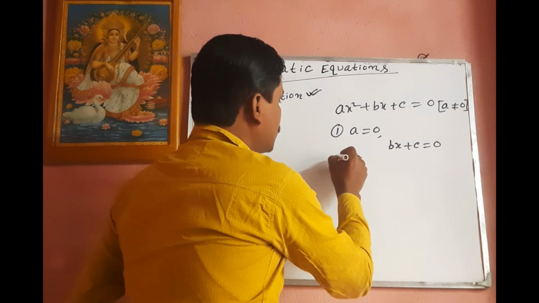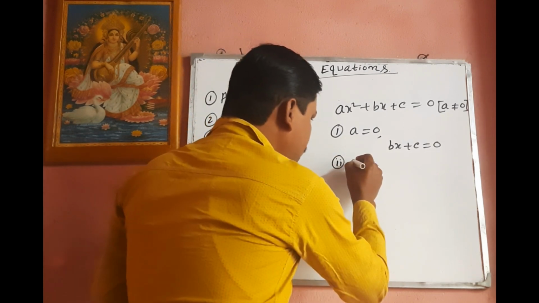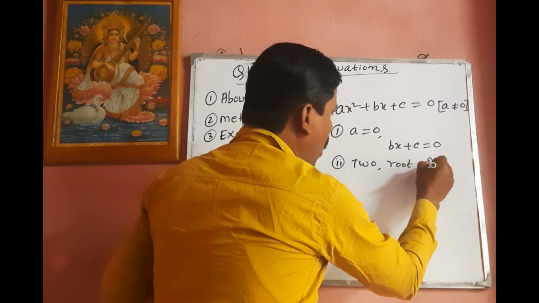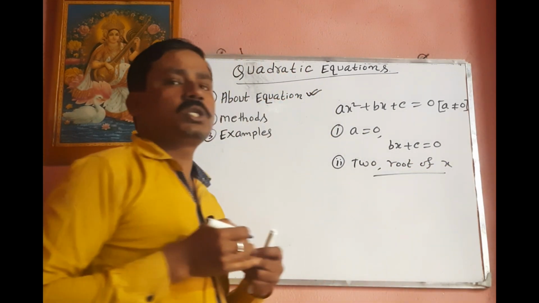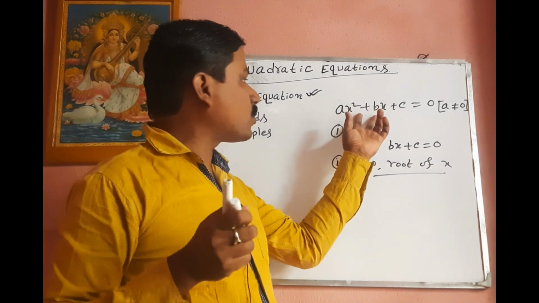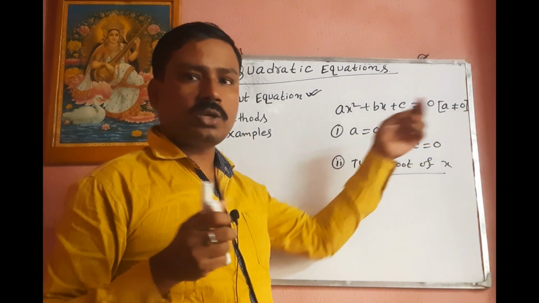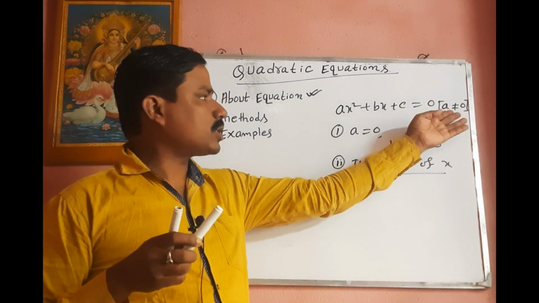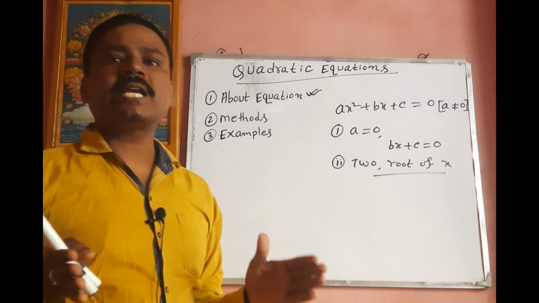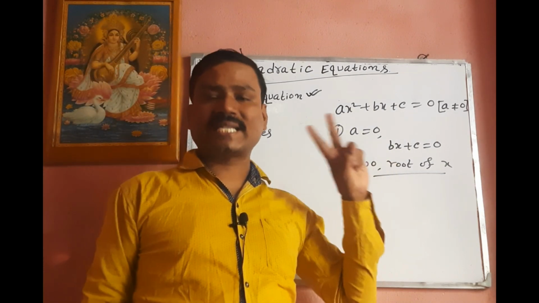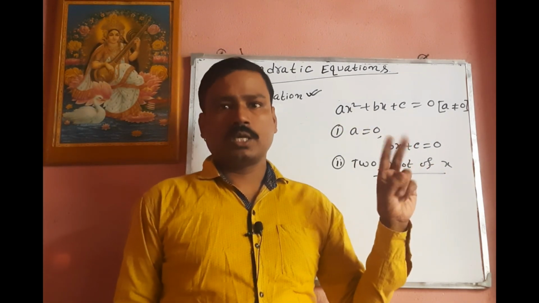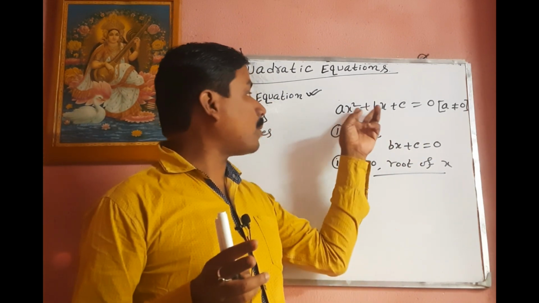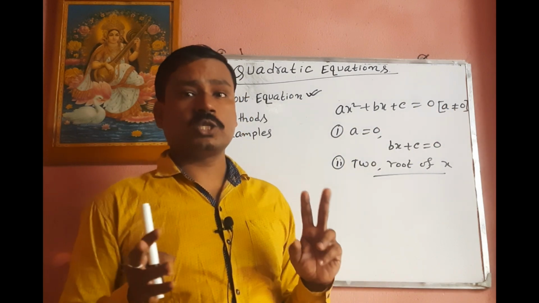Now the second part we are discussing: we get the two roots of x, that is, 2 roots of this equation, where a is not equal to 0. So this equation has 2 roots when a is not equal to 0. That is, every quadratic equation has exactly 2 roots, not less, not greater.